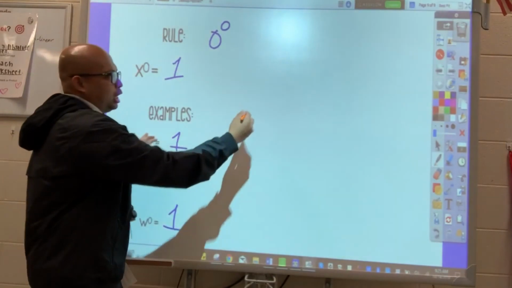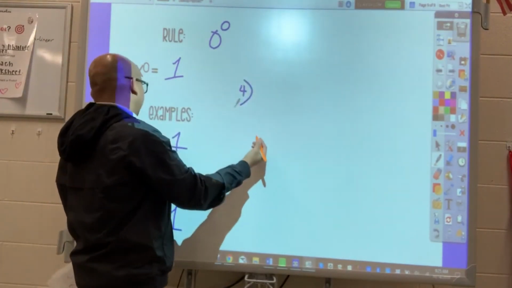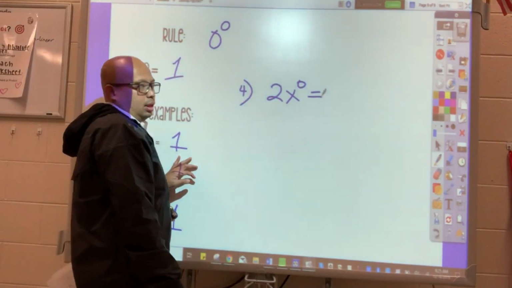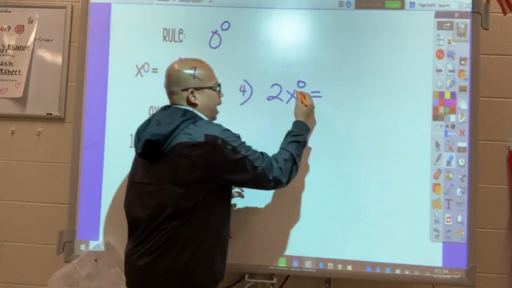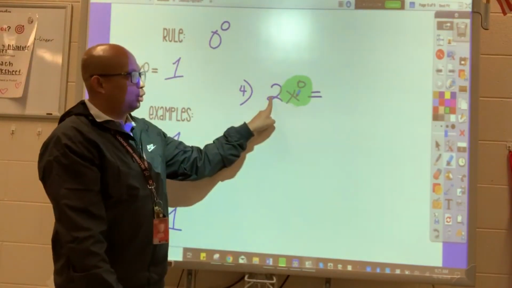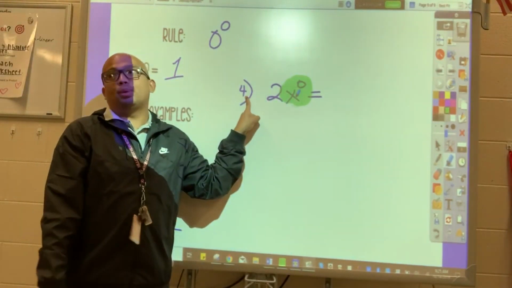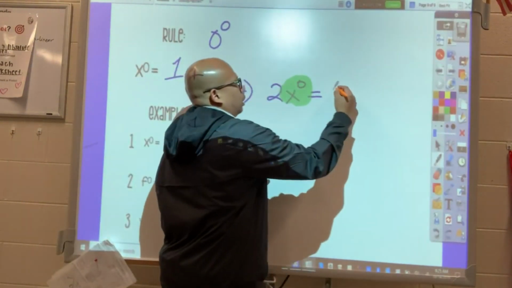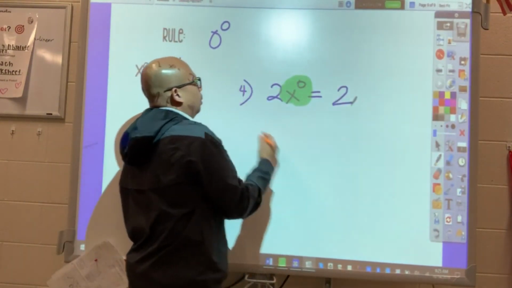Here are the challenging questions. What if 2x to the 0, what's the answer, guys? Remember, x to the 0 is 1. What's the exponent of 2? The exponent of 2 is not 0. The exponent of 2 is 1. So what's the answer here? 2. Good job.